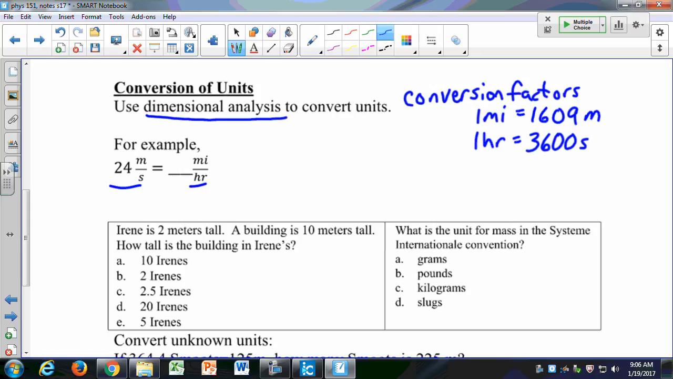So I would set this up. I would say 24 meters per second, and then I would multiply it by my conversion factors. I would have something to convert the distance. Now, I want to set up my conversion factor with either miles or meters in the numerator and either miles or meters in the denominator. What am I going to put in the denominator here to get rid of my meters? Am I going to put miles or meters here? I'm going to put meters, and then I'll put miles here. So I'll have 1 mile over 1609 meters.